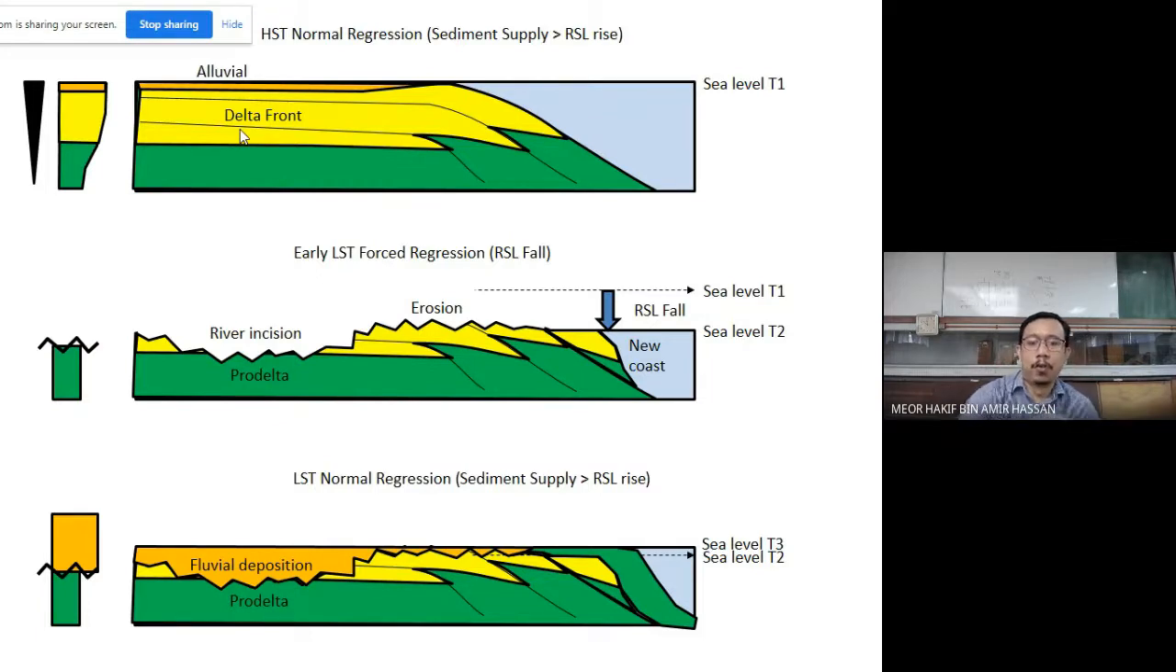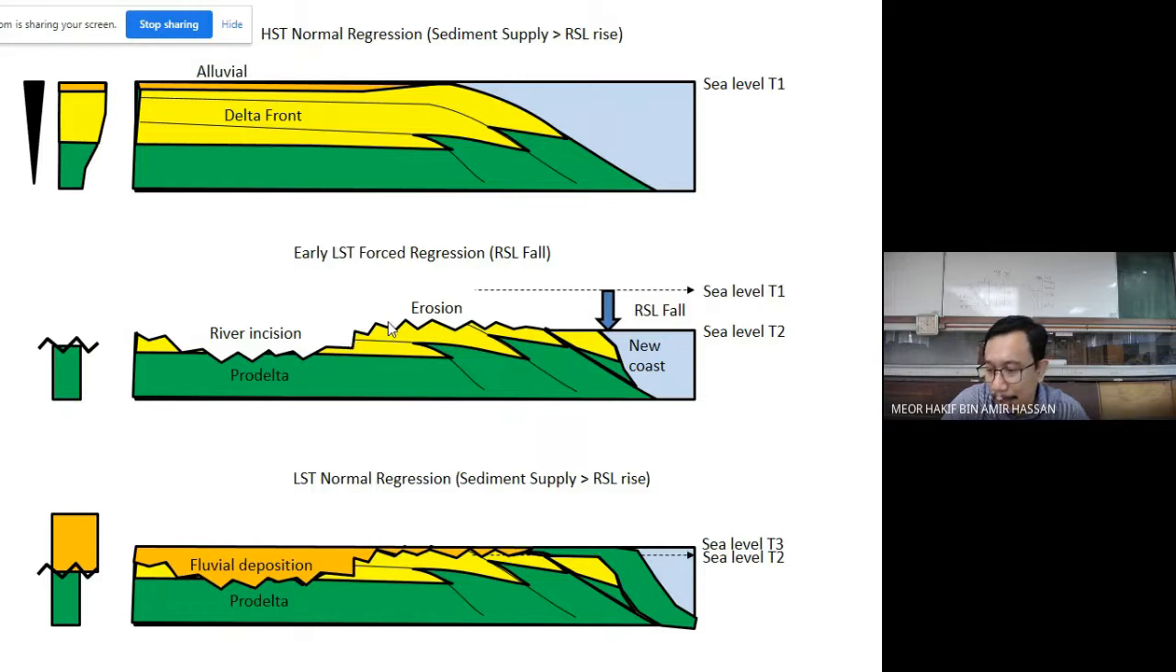Okay. So later on, sea level starts to go down really fast. This is during the early low stand phase or the falling stage systems tract, right? So sea level was here before during the HST, kat atas sini, time 1. Now, sea level falls to here, sea level time 2. Okay, so what happens? The part which is here, which was previously at sea level, is now above it. Parts which are much higher compared to sea level on land will be eroded. Semua ni akan dihakis. So it will be eroded, and that is why you get an unconformity.